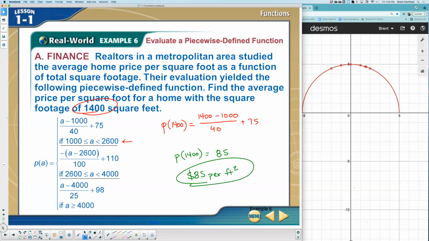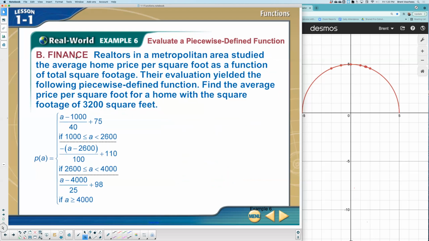That would be my average price per square foot. That's piecewise. So with piecewise, all you have to do is first determine which piece of the equation do I use, and then you can get your solution. So this was the first equation because 1,400 was in between 1,000 and 2,600. Now part B gives us the same problem, but this time they changed the square footage. So part B, I'm not going to read the whole problem. All I'm going to do is draw your attention to, it says 3,200 square feet. I want you to think, is that option 1, 2, or 3?